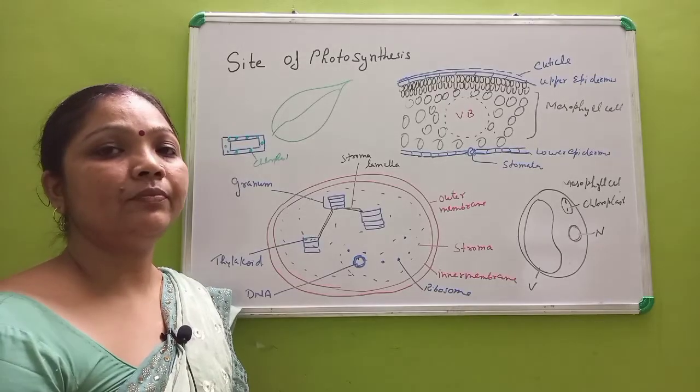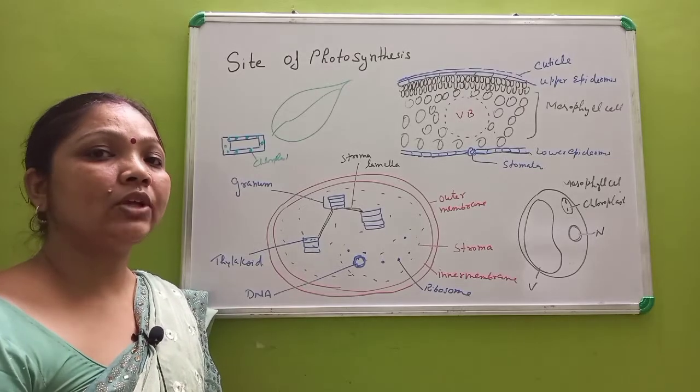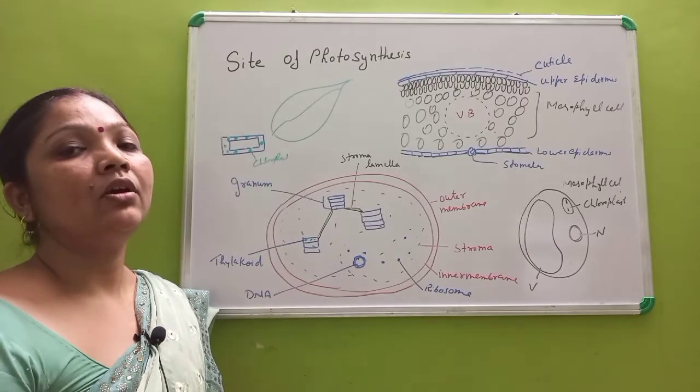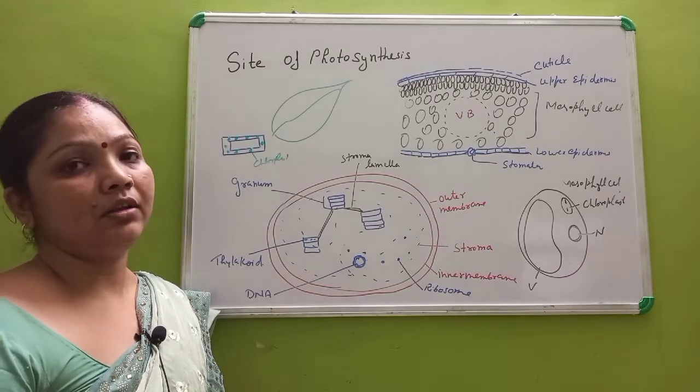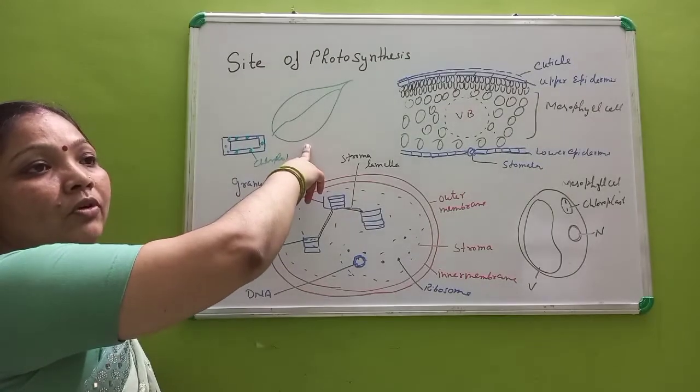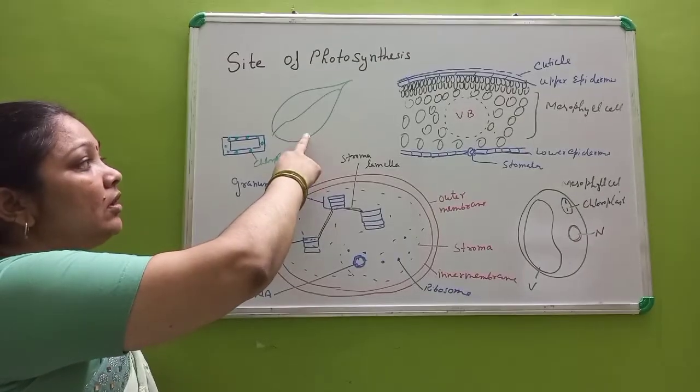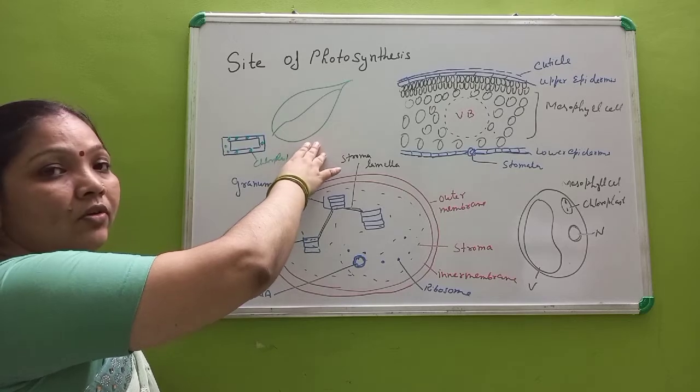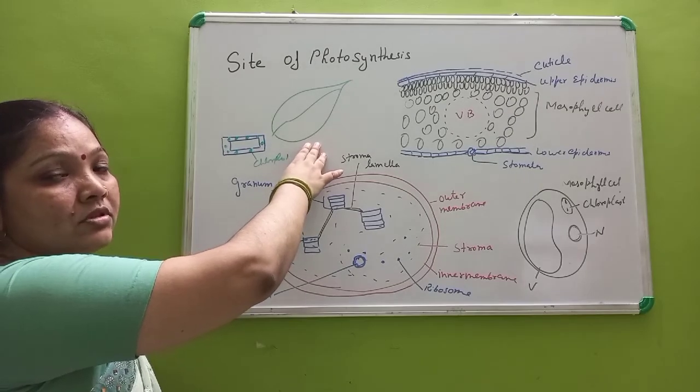Good morning, children. Now the next topic is the site of photosynthesis, that is, where photosynthesis occurs in a plant. We all know that if we talk about the leaf, we say this is the organ of photosynthesis where photosynthesis occurs.